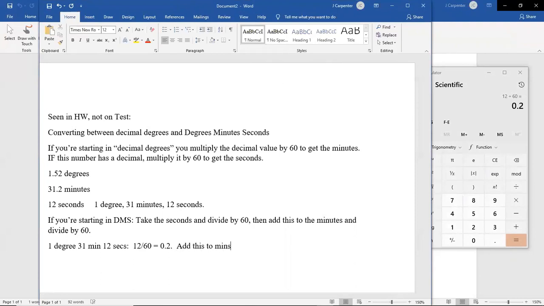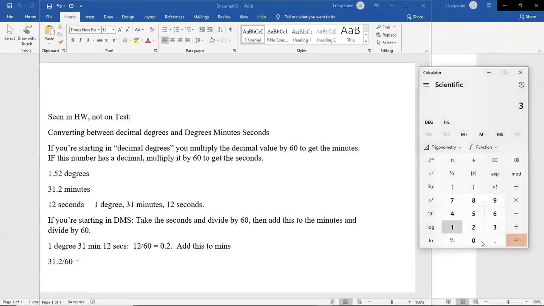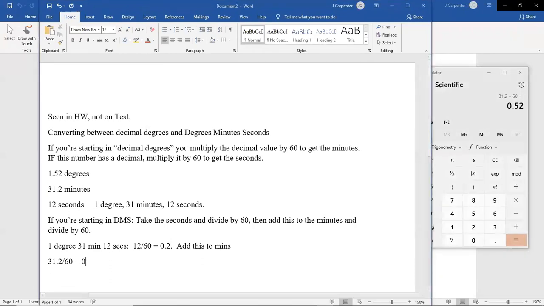Add this to the minutes. So 31.2, then we're going to divide that by 60. 31.2 divided by 60, and you get 0.52. That's your decimal. So the original number, 1 degree, 31 minutes, 12 seconds, would be 1.52. The same thing we originally had. And that's degrees, of course.